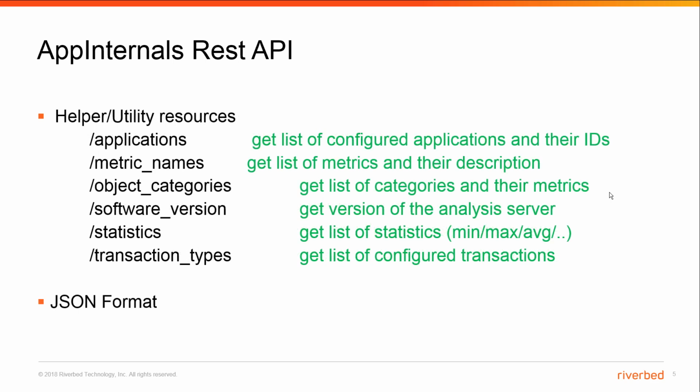We also have helper resources. With applications, you get the list of configured applications and their IDs. With metric names, you get a list of metrics and their description. With object categories, you get a list of object categories and the metrics. Software version gives you the version of the analysis server. Statistics gives you a list of statistics like mean, max, average, count. And transaction types gives you the list of configured transactions.